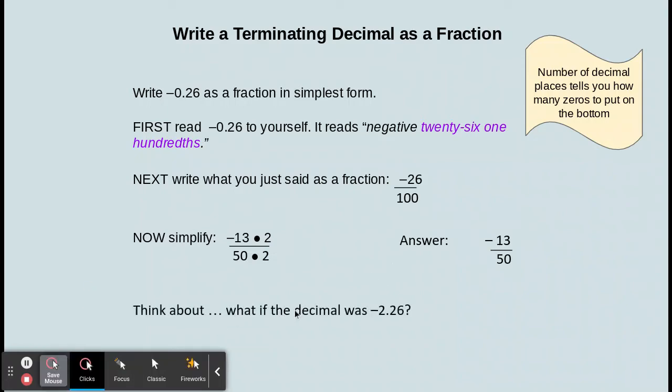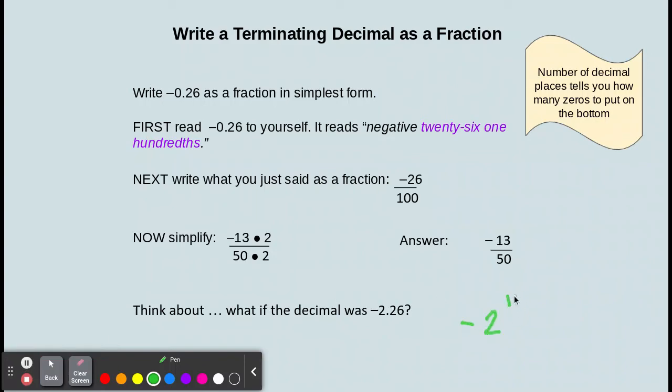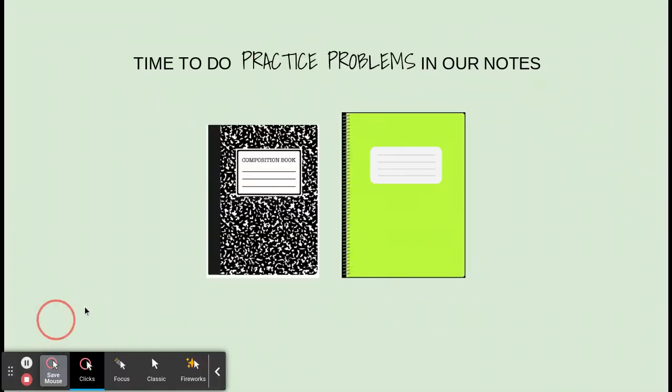And if our decimal was negative 2.26, how would we write that as a fraction? We would simply make sure we had that 2 in the front as our whole number. All right, now it is time for you to do 3 practice problems. The second page of your notes actually just goes over and reiterates what we just talked about in writing a terminating decimal as a fraction.